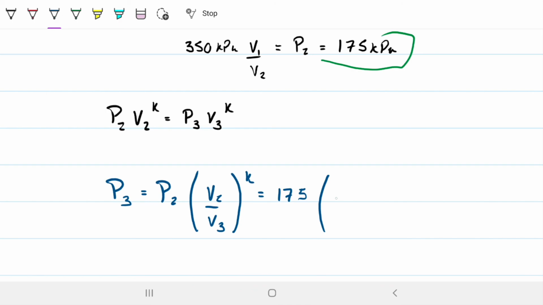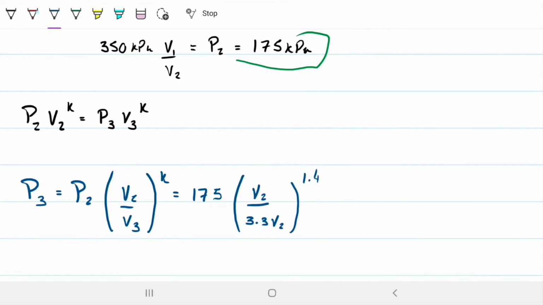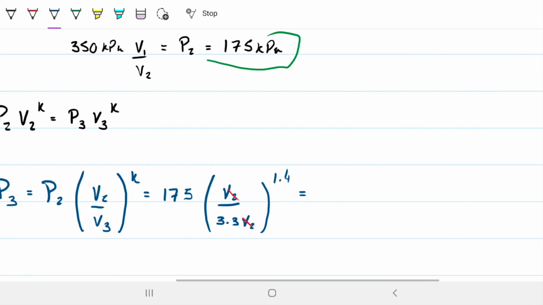We know everything, so we can just be happy about it and calculate it. We don't know V2 or V3, but we know there's a relationship between the two. We know that V3 is 3.3 times V2, and we know K is 1.4 if we're considering CPs and CVs at room temperature. We're left with numbers, which makes us happy. And we get 32.8941. It keeps going, so I'm going to go ahead and approximate this to 33 kilopascals. So approximately 33 kilopascals. And that is the answer for part B.